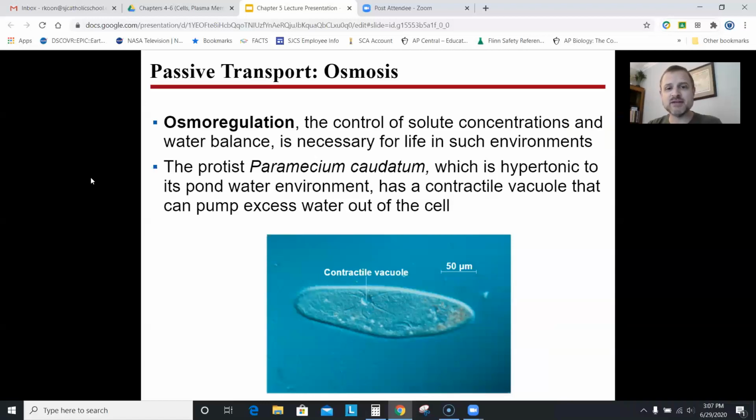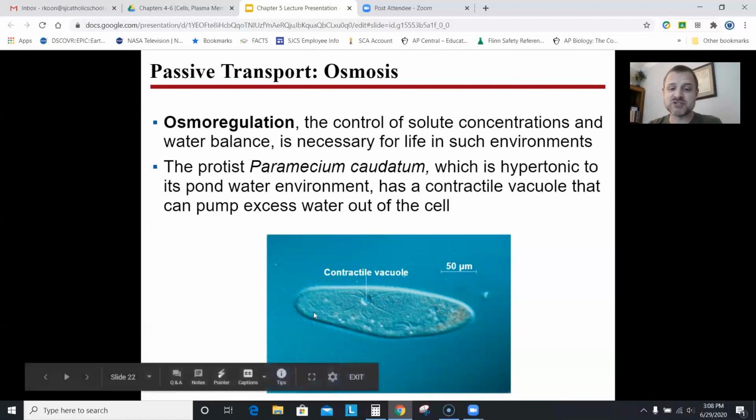The term osmoregulation, so things that live in water, salt water or fresh water, particularly single cell things, you're gonna have to deal with this. So this is a paramecium. If you're a paramecium living in fresh water, your cytoplasm is gonna be hypertonic to the fresh water, right? So water's gonna wanna come in and you could potentially burst. These things have structures called contractile vacuoles that pump out excess water.